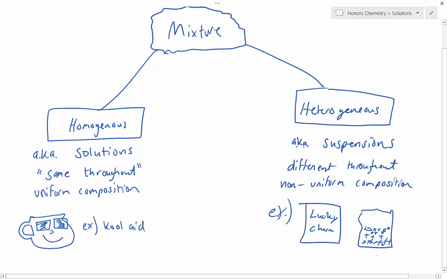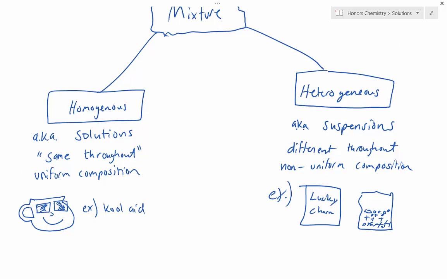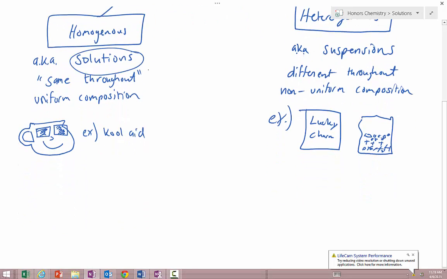And so as this box settles over time, these Lucky Charms are no longer mixed in a uniform way, and they become a suspension. The marshmallows become suspended over top of, and there's distinct boundaries. There's a distinct difference in phases. And so that's a heterogeneous mixture. We're going to talk in the next unit very specifically about solutions.